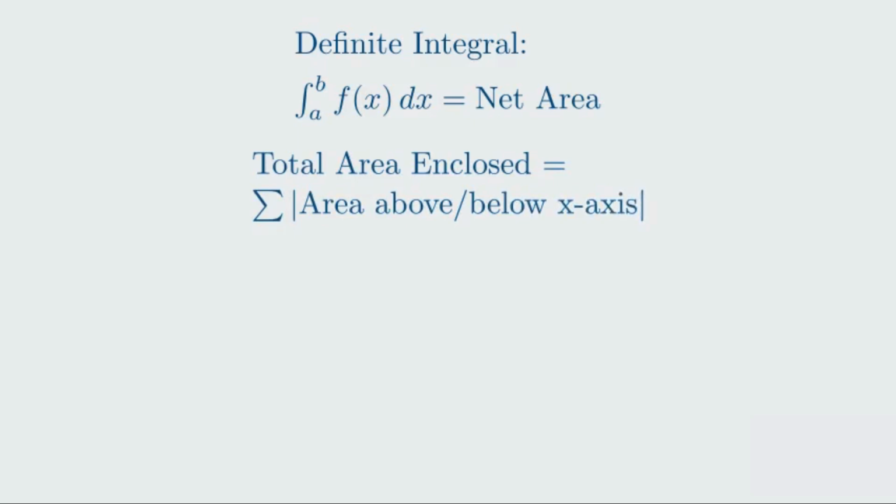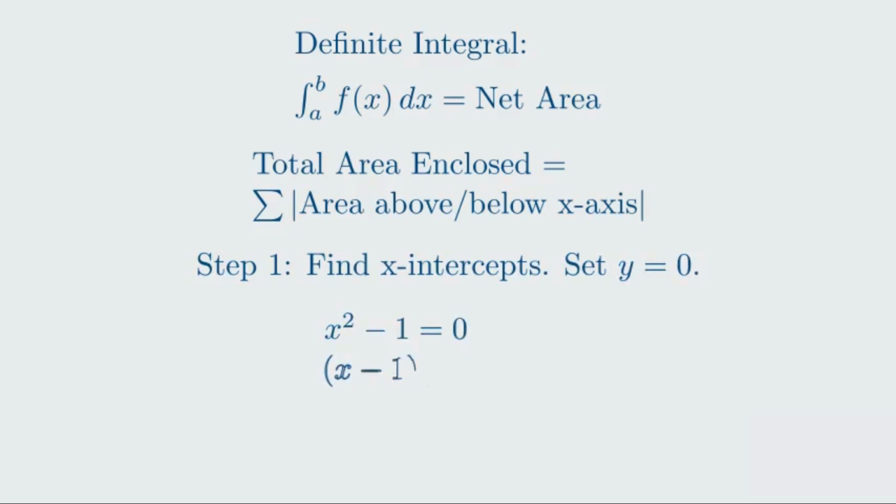To achieve this, we need to find the points where our curve crosses the x-axis. These points are crucial because they mark the boundaries where the function's sign, and therefore its position relative to the x-axis, might change. So our first step is to find these x-intercepts by setting our function, y equals x squared minus 1, equal to 0. Solving this simple equation gives us x equals 1 and x equals -1. These 2 points, -1 and +1, split our overall interval from -2 to 2 into 3 separate intervals.